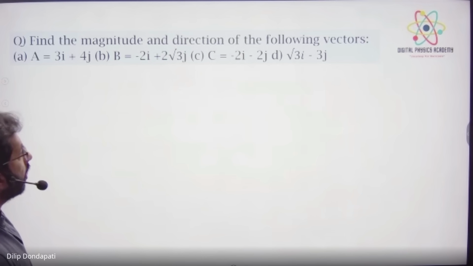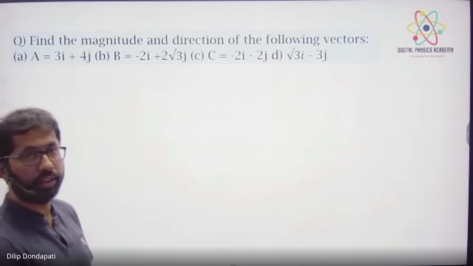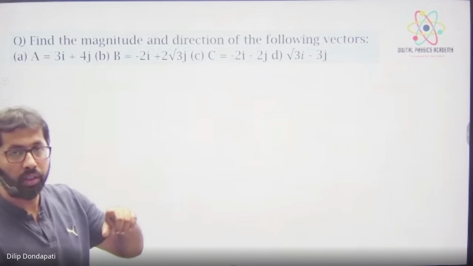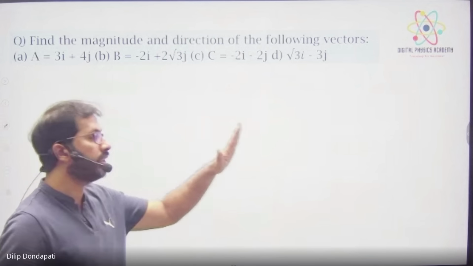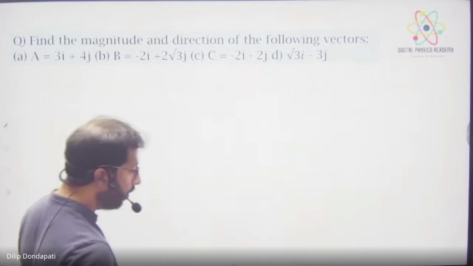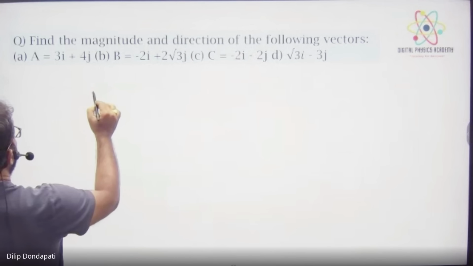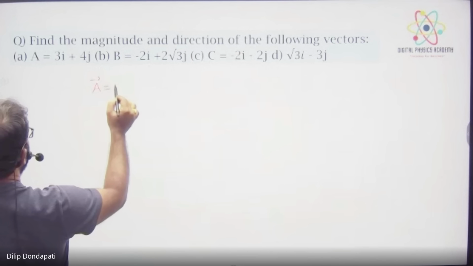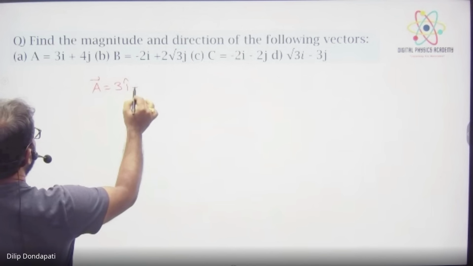Now, do it carefully. Find the magnitude and direction of the following vectors. For direction, I want the angle theta only from the positive x-axis. Okay, so look. Suppose the first vector, I will tell you, try to do: 3 i cap plus 4 j cap.